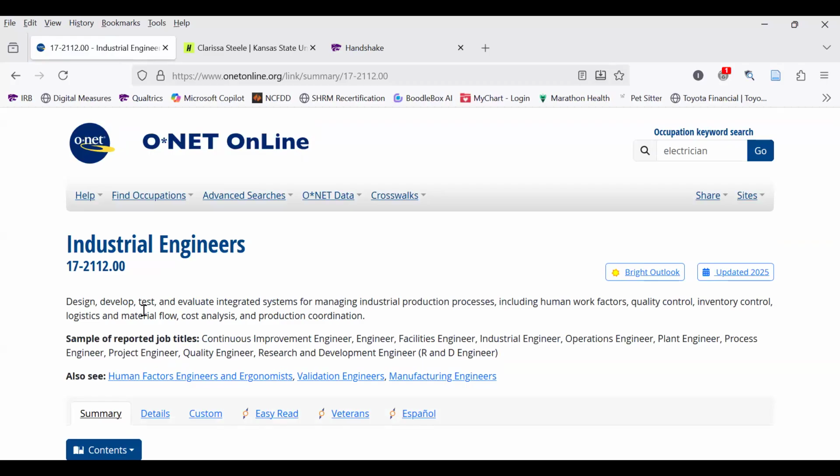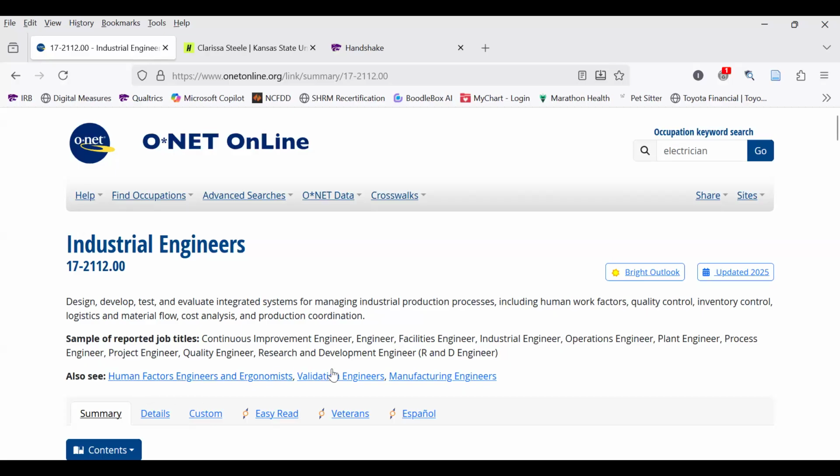So we've got a brief description here of what an industrial engineer does, and then some sample job titles. This is really helpful if you're looking for a job to figure out what that job title might mean, because sometimes a job title, something like continuous improvement engineer, you may or may not realize that's the same as an industrial engineer. That's just a specific title for that position in a certain organization.